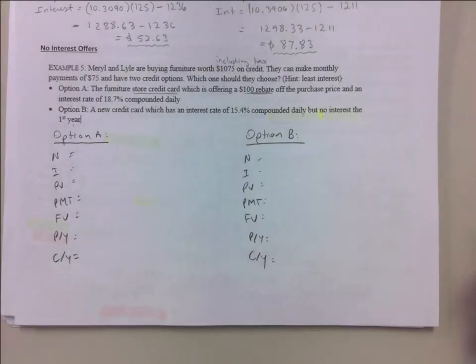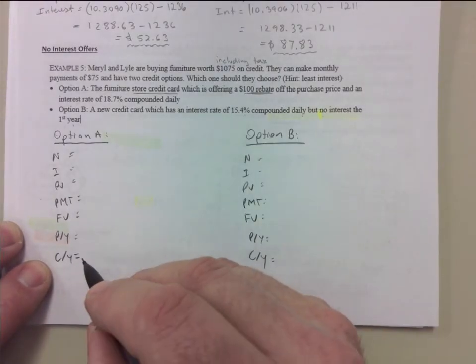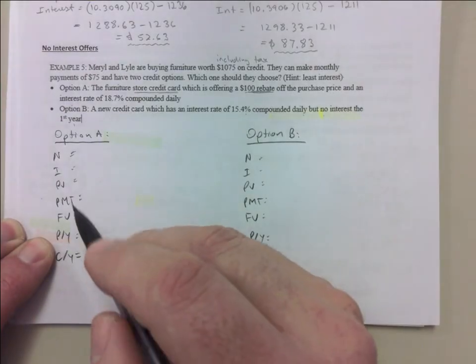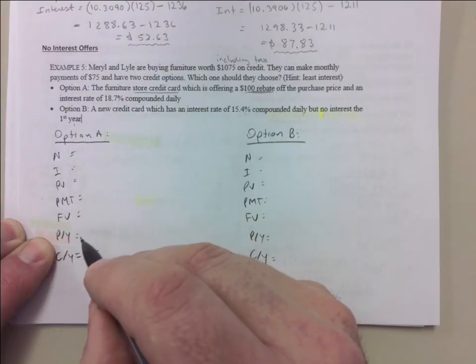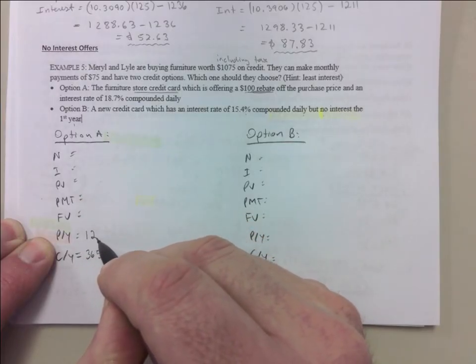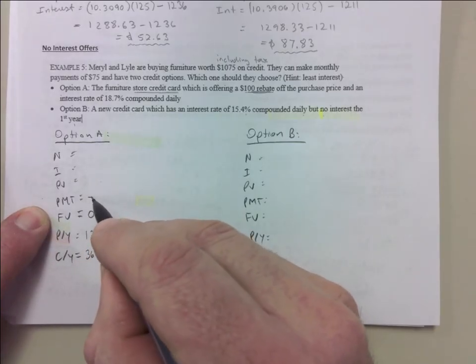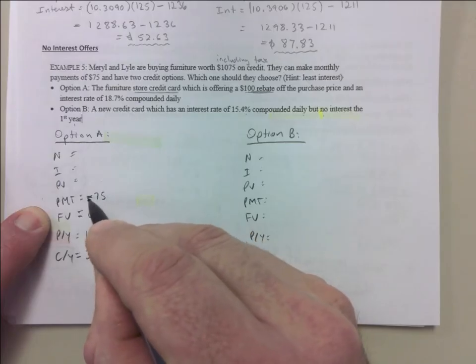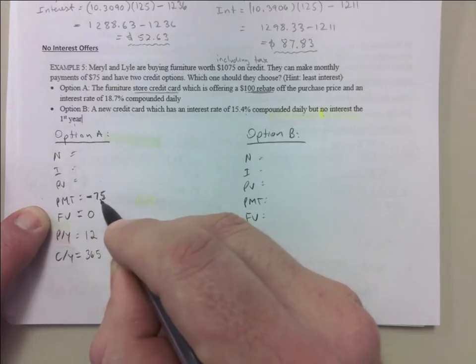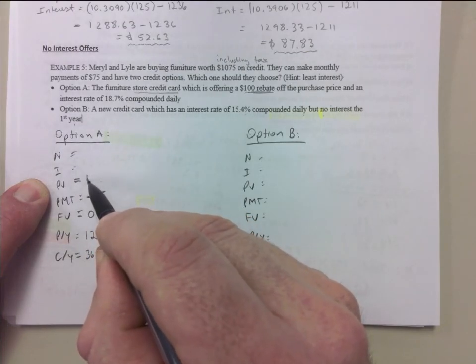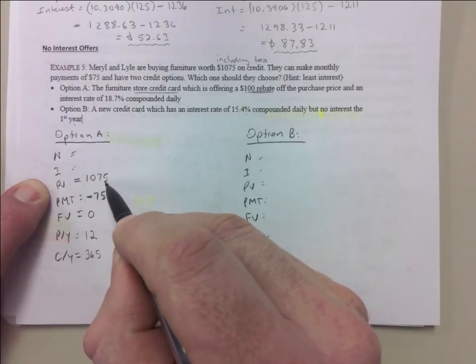And this is real life. This is a real life situation, guys. That's why I like talking about credit cards. Compounding is 365. Payment, we're making monthly payments, but don't think it's always monthly, please. Credit cards, for the most part, are. So we're making $75. It's supposed to be negative because you're giving it to them. Present value, watch this. It's $1,075.